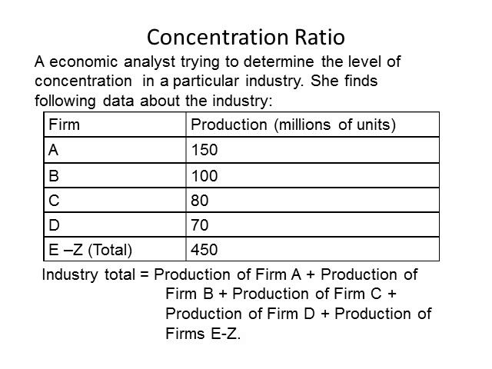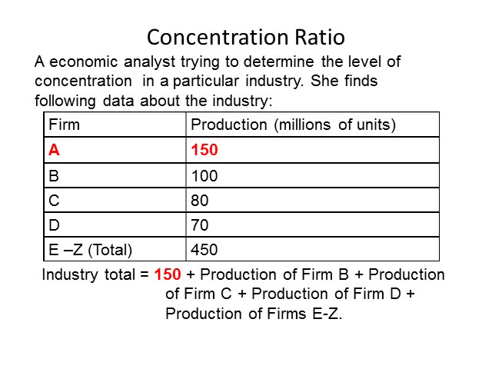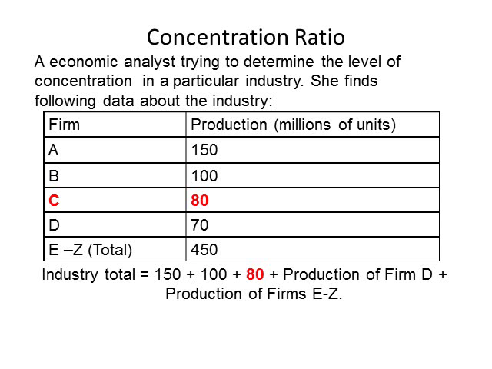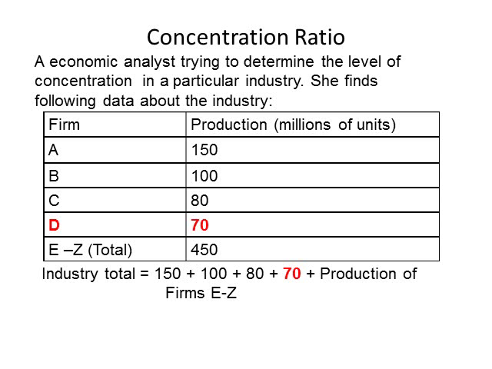The first step is to calculate the entire market size. This is done by adding the production of Firm A to the production of Firm B to the production of Firm C to the production of Firm D to the production of the rest of the market. Next, we'll substitute in 150 million for A's production, 100 for B's production, 80 for C's production, 70 for D's production, and 450 for firms A through Z.